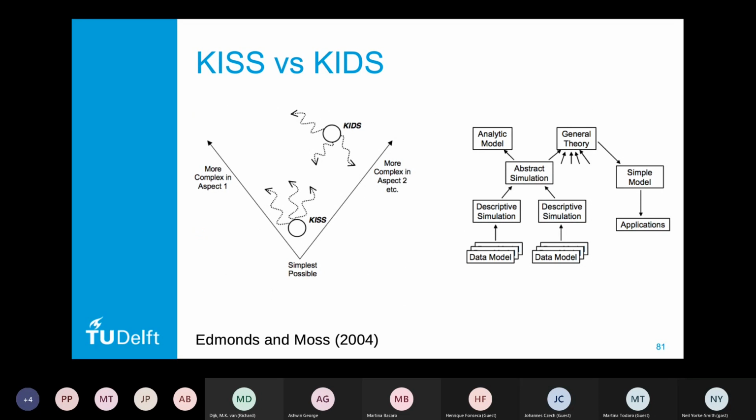Here it is pictorially. On the left-hand side, KISS starts with as simple as possible, and you grow it to be complex in whichever aspects are important. Whereas descriptive says, try to be as descriptive and accurate as you can, and then you simplify it or maybe change it as necessary. Edmonds and Moss is a good introduction to the two approaches here. Again, neither's right, neither's wrong. It depends on what your purpose is and what you prefer, and also the design process itself. It's good to be aware of the difference.